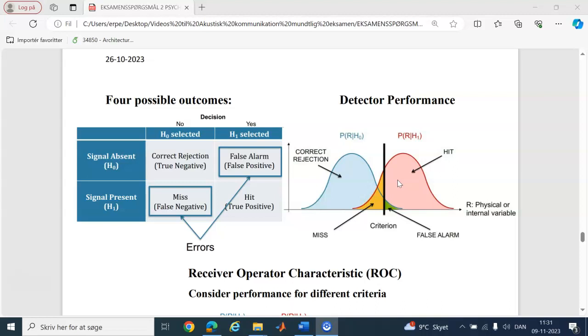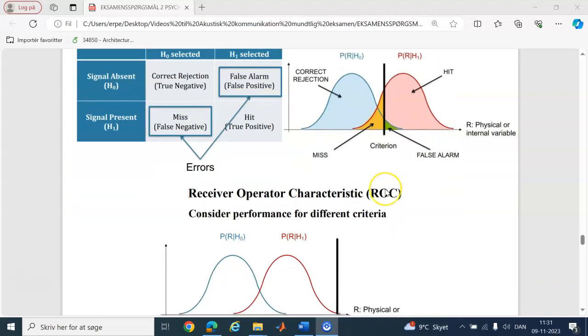You can sketch this in these figures. If the signal is present, but H0 is selected, then we get a miss. If the signal is present and H1 is selected, we get a hit.